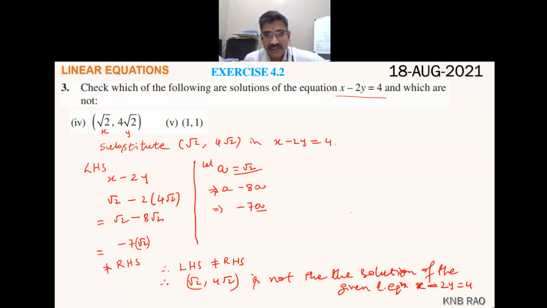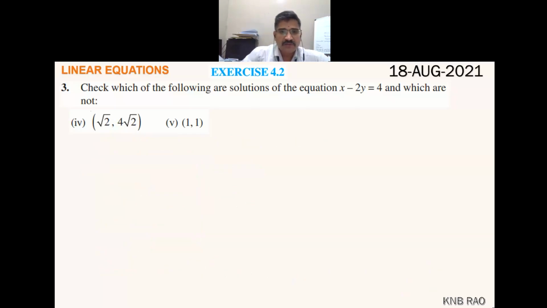See children, this is there for objective type. So think how to do it, and you need not write all these things in the exam. You are supposed to think like this. That's what you have to understand. Then moving on to the 5th question.